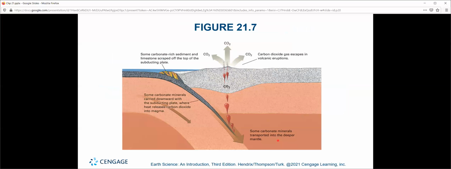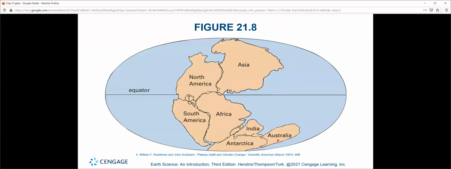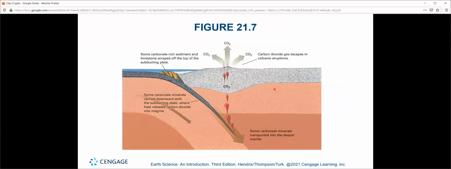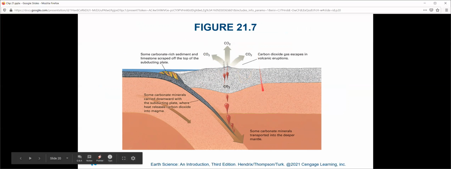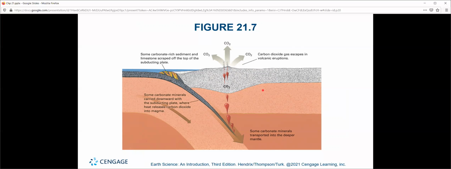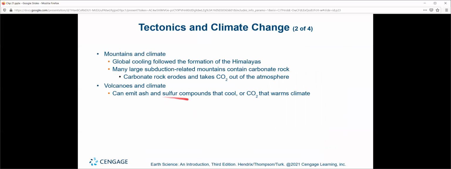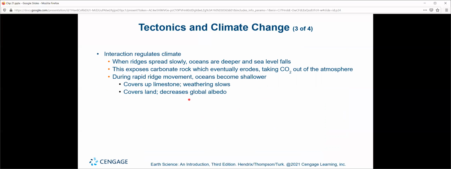This happened on a very large scale when India smashed into Asia. A lot of the carbonate rock that consists of the lower mantle, the asthenosphere, was shot up by that orogenetic event, that orogeny, therefore expelling a lot of the CO2. These interactions seem very dramatic, but in fact, as said in this last line here, they can do a good job regulating the climate.